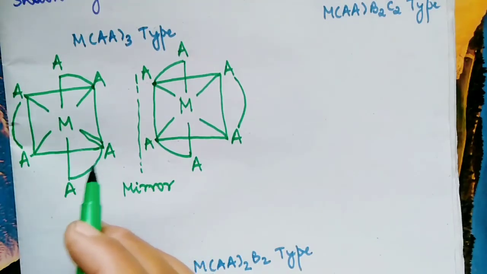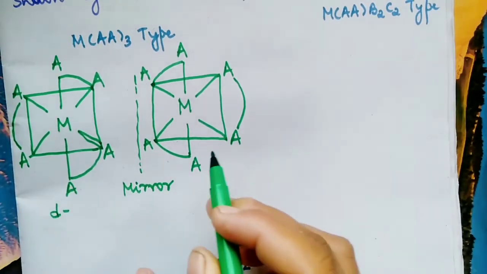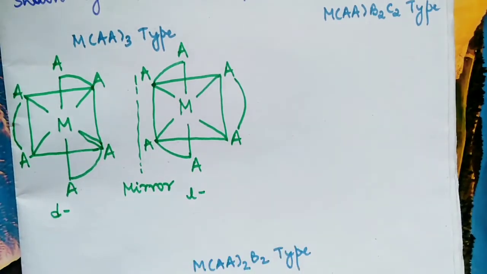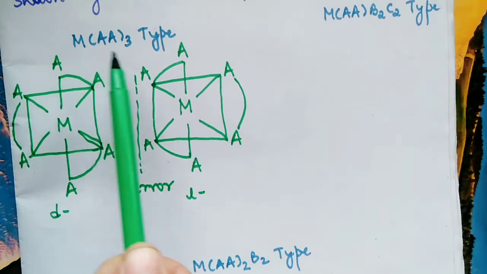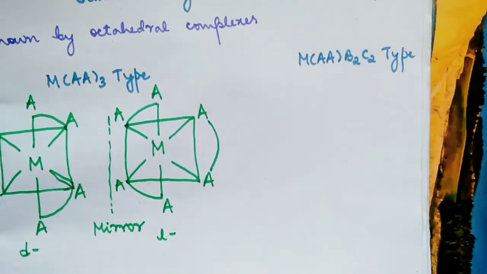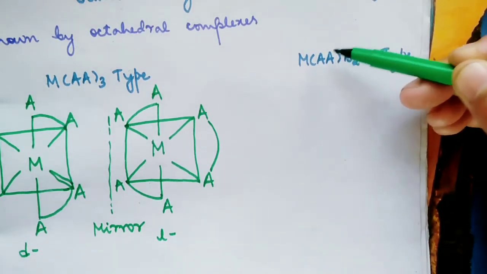This one rotates the plane of polarized light to the right, so it is the D form, whereas this one rotates to the left, so it is the L form. So these are the optical isomers of complexes of the type MAA3. Now we come to the second type, MAA-B2C2. This one is a symmetrical didentate ligand.